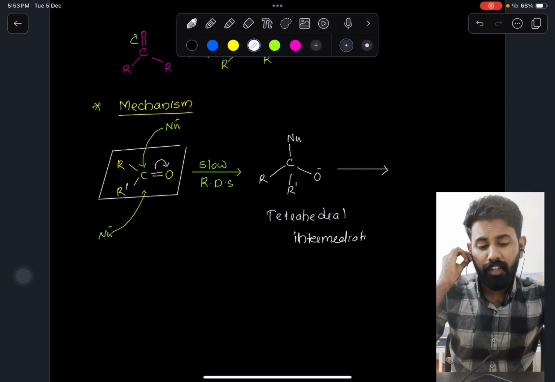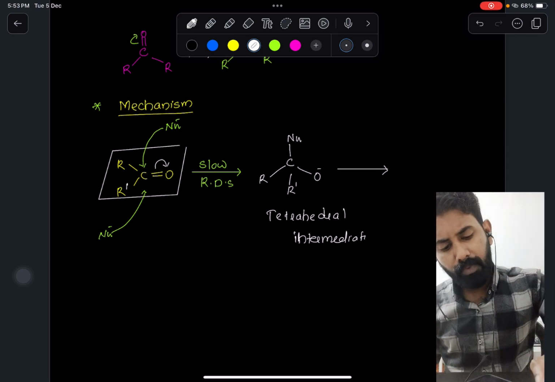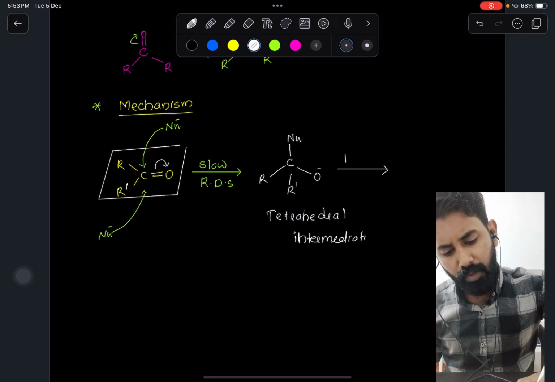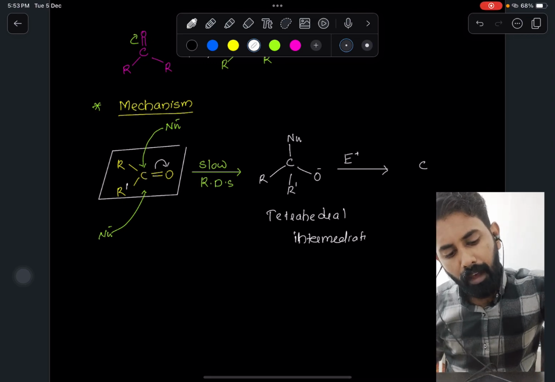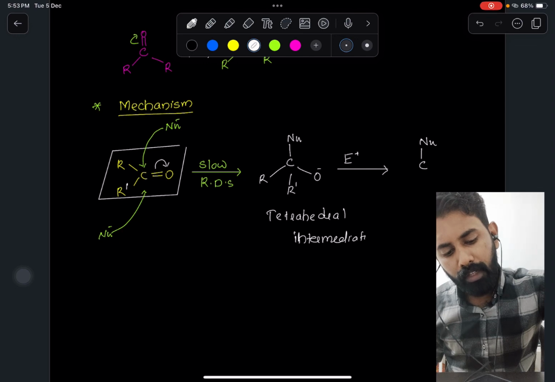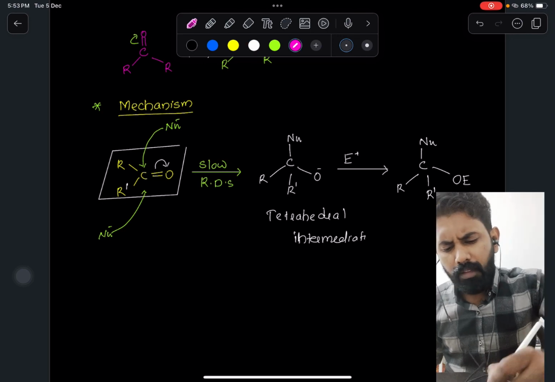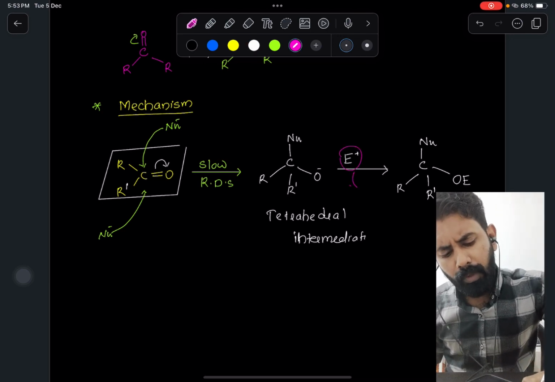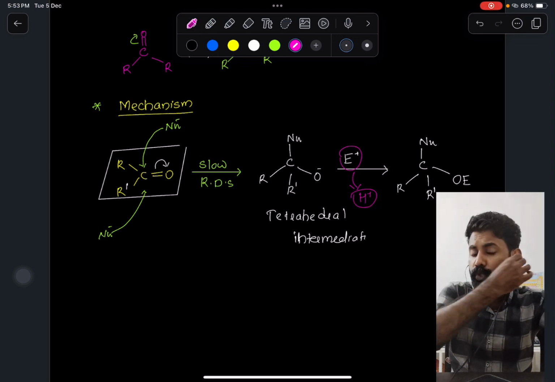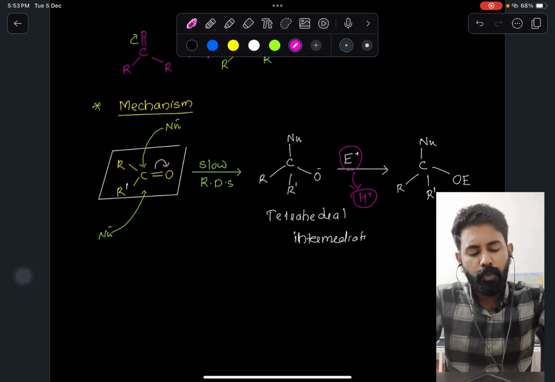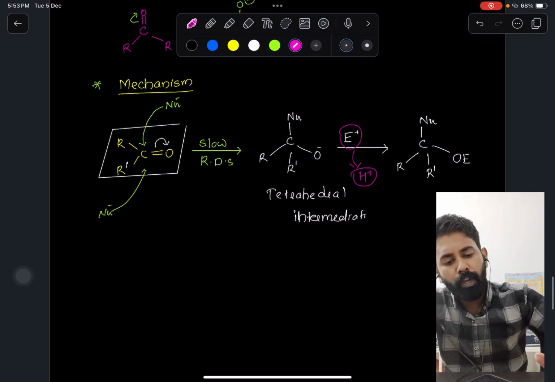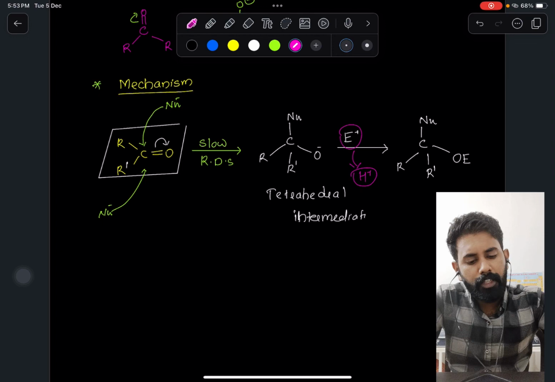See, this tetrahedral intermediate undergoes attack by an electrophile next. The attack of the electrophile may result in the formation of the final product, this alcohol. And generally this electrophile could be H plus. In most cases, the electrophile will be H plus, like a proton will be the electrophile. So now this is the product.